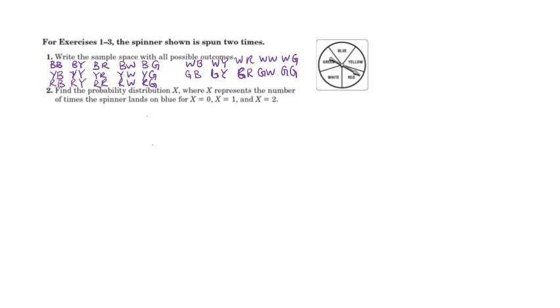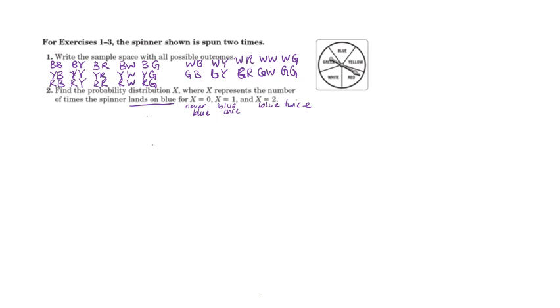All right, so now we're going to do the probability distribution for the number of times the spinner lands on blue. So X is our random variable, and it represents the number of times the spinner lands on blue. Okay, so we want the probability that it never lands on blue, lands on blue once, lands on blue twice. So never blue, blue once, blue twice.